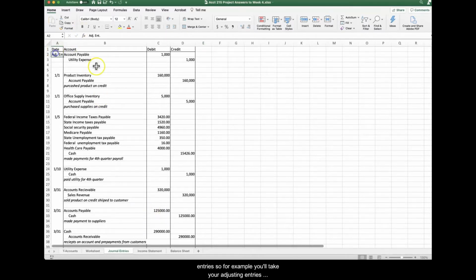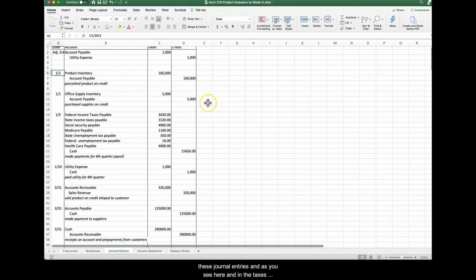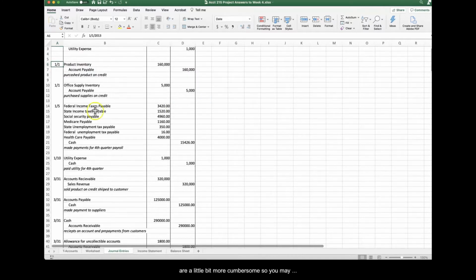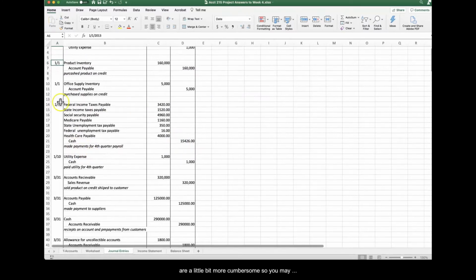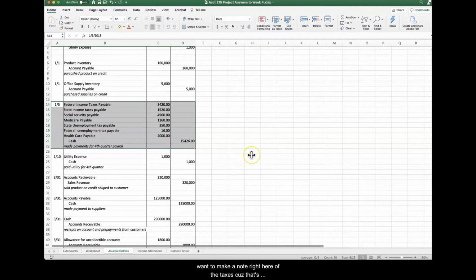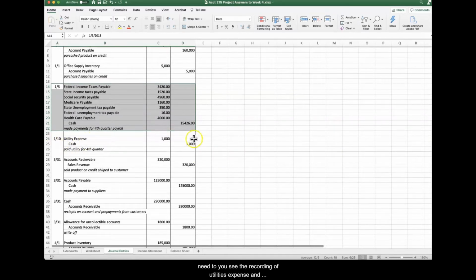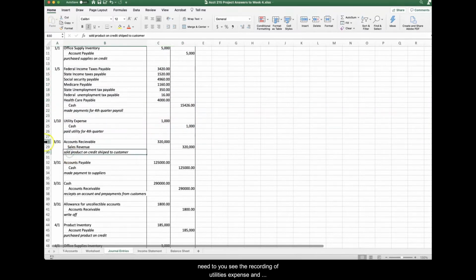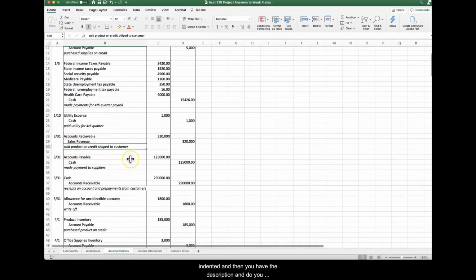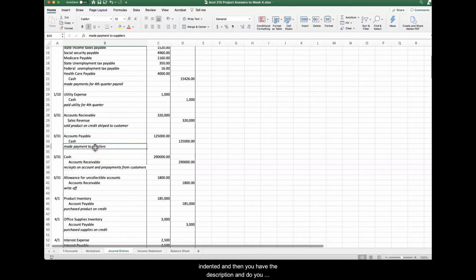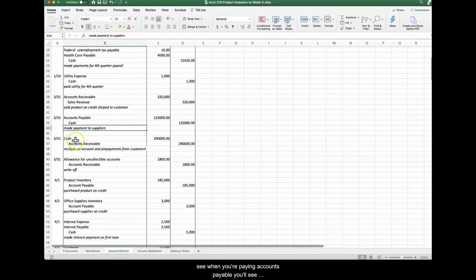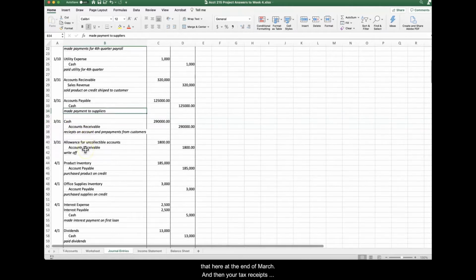So for example, you'll take your adjusting entries, you'll put the dates here, and then you'll go through each of these journal entries. And as you see here, the taxes are a little bit more cumbersome, so you may want to make a note right here of the taxes. That way you have the correct answer and you can go ahead and work backwards if that's what you need to. You see the recording of utilities expense, and notice that you have the journal entry, then the credit is indented, and then you have the description. And so you see when you're paying accounts payable, you'll see that here at the end of March, and then your cash receipts from customers.